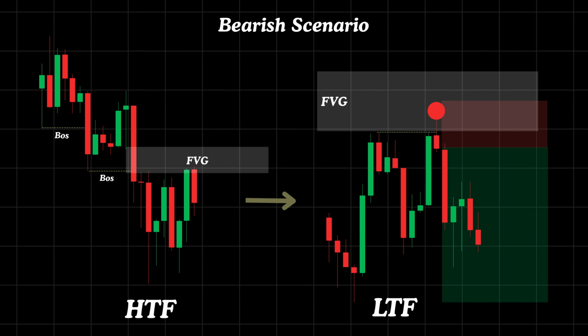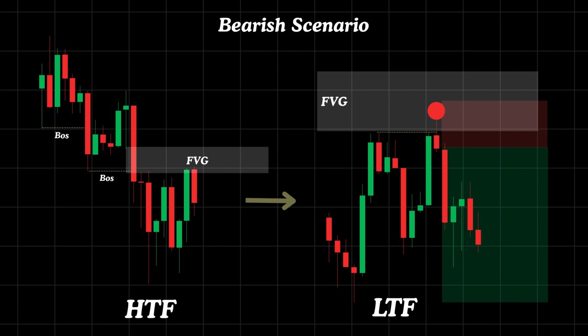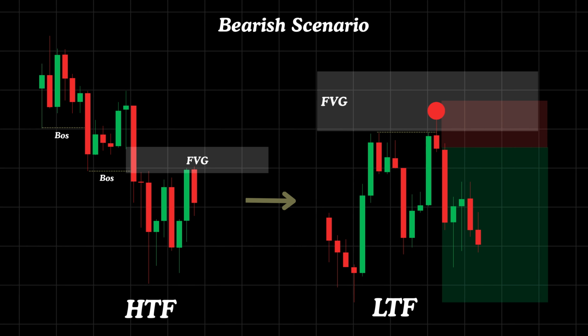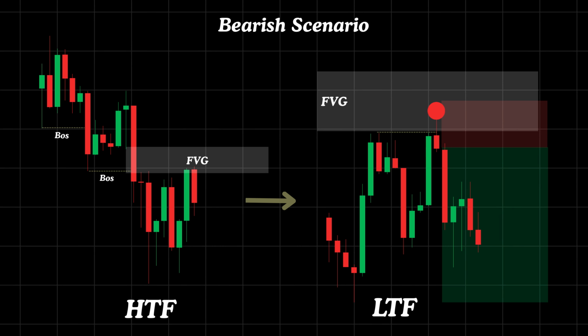That said, always follow sound risk management to preserve your capital. Stick to your strategy and avoid letting emotions drive decisions. This approach works best in trending environments, not sideways or ranging markets. Keep practicing and reviewing your performance to continually improve. Now, let's head over to the next trading strategy.